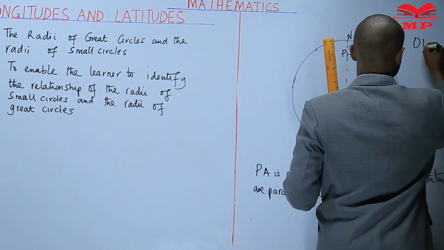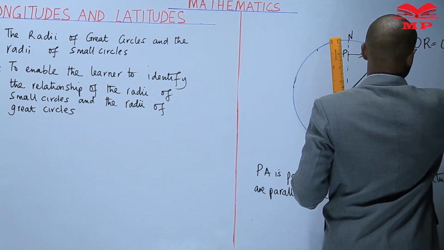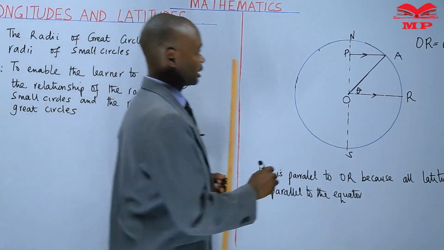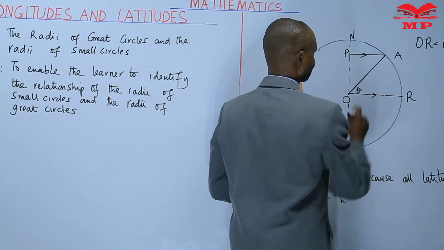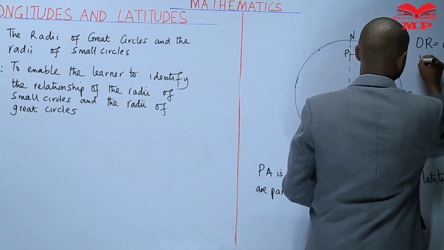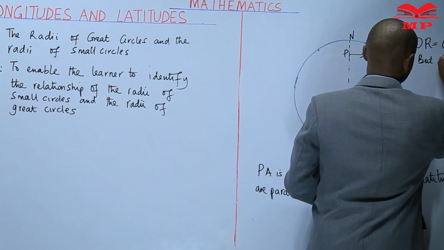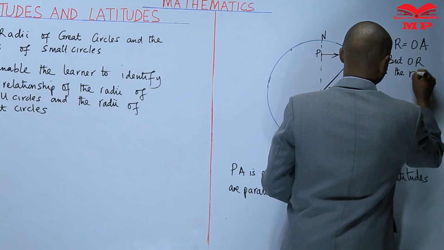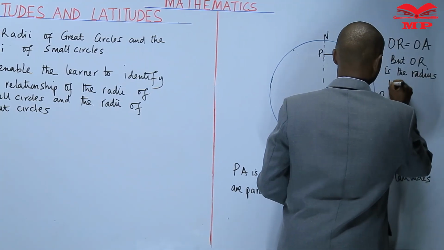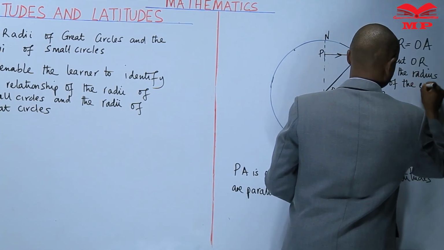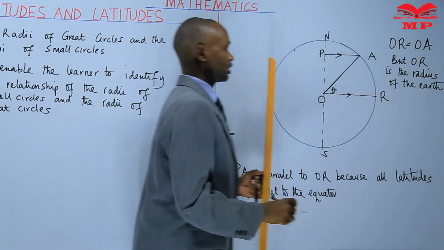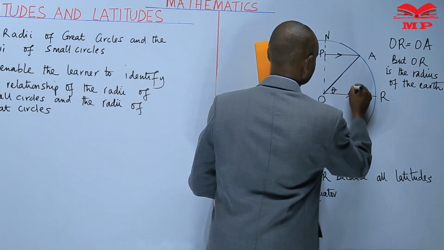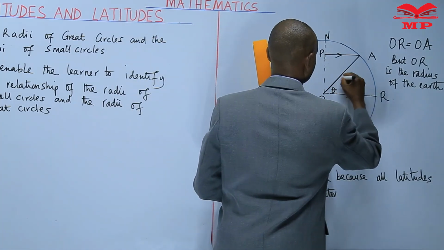OR is equal to OA. This OR, because this is still the same radius, will be equal to OA, but OR is the radius of the Earth. So Lana, you realize it is the radius of the Earth. So it's true to write here R, and here OA is also R.